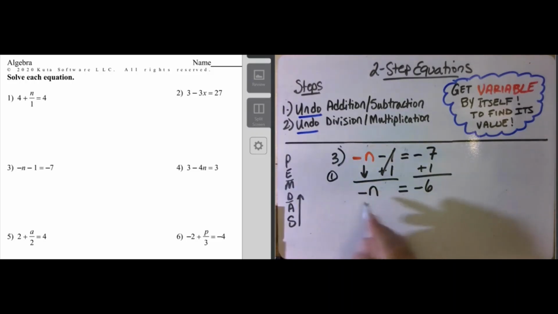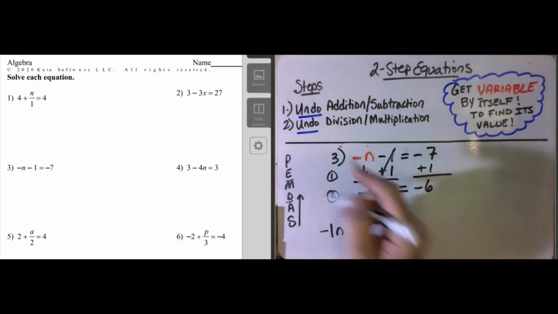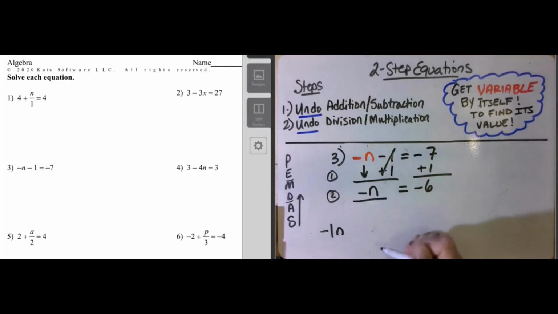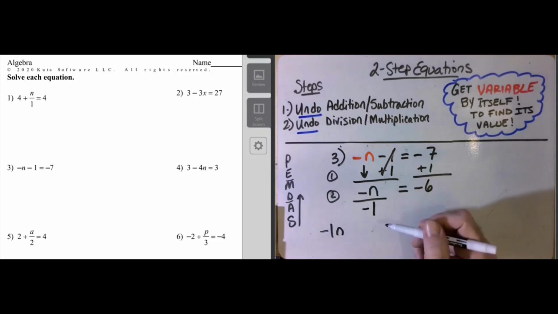Now, this one might confuse you a little bit because you say, well, there is no division or multiplication here, but actually there is, right? Because we know that there's a 1 in front of there. So the second step is to take that negative 1n, that's a multiplication problem, negative 1 times n, and do the opposite. Remember, the opposite of a multiplication is division, so we're going to make that a fraction. And on the bottom, we're going to put whatever is next to the variable or anything we want to remove.